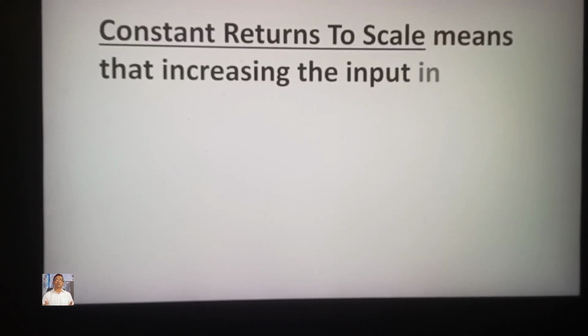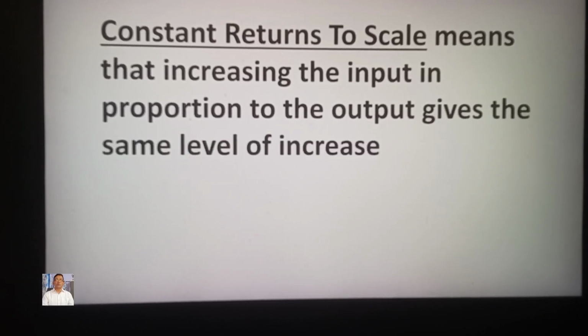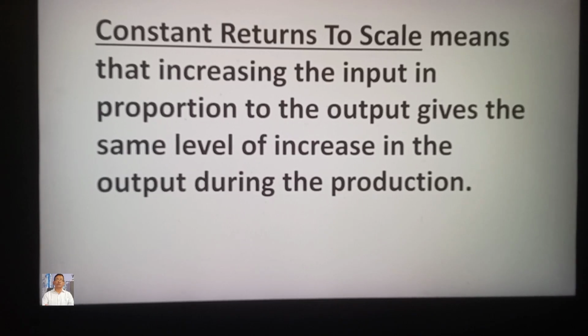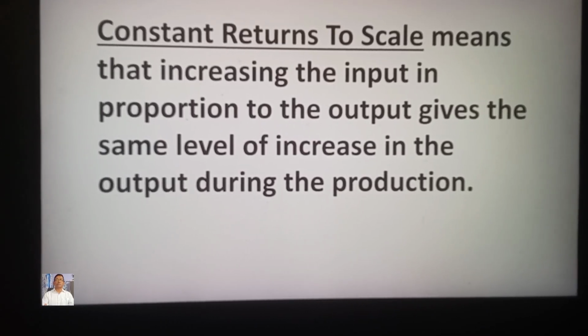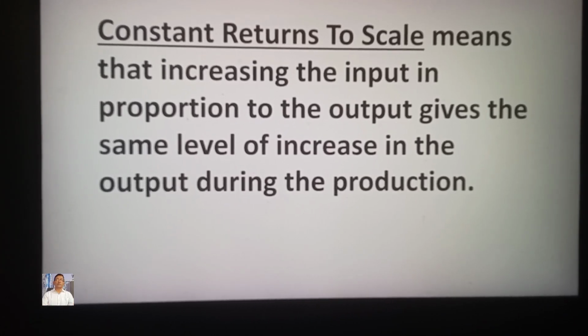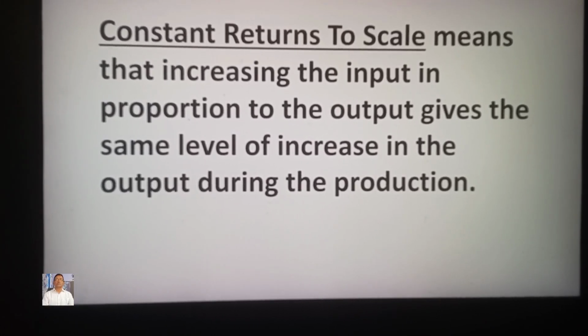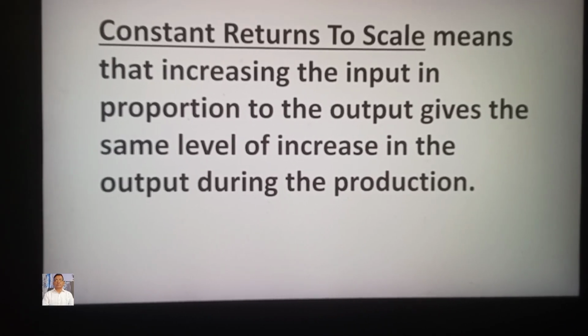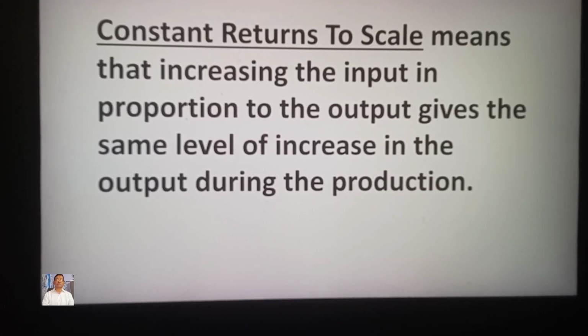Constant return to scale means that increasing the input in proportion to the output gives the same level of increase in the output during the production. For illustration, let a firm increase the input to 2 times, then the output level will also be doubled during the process of production.